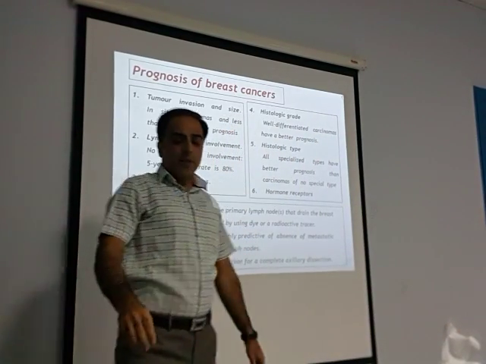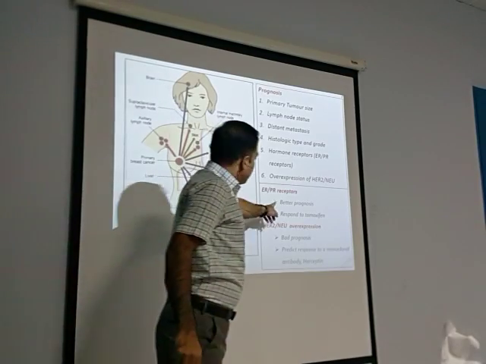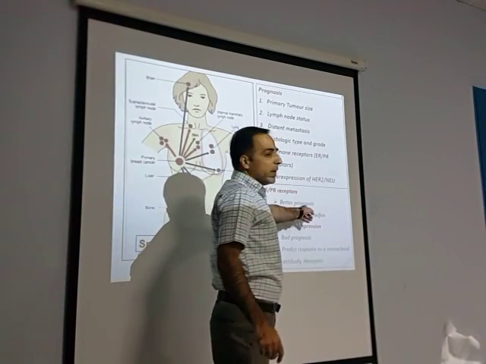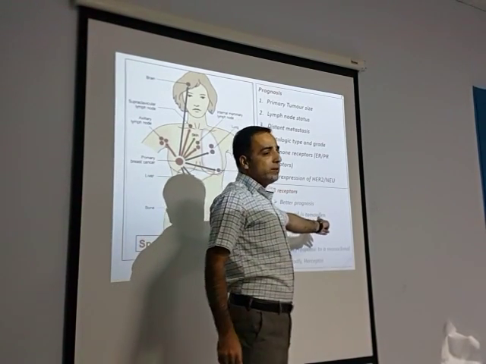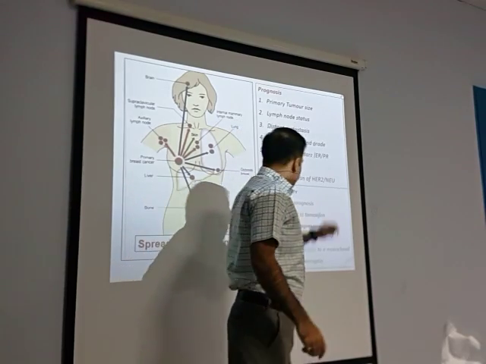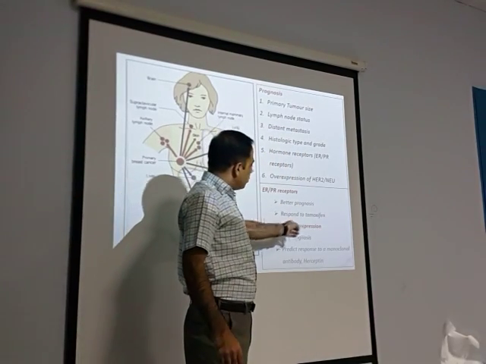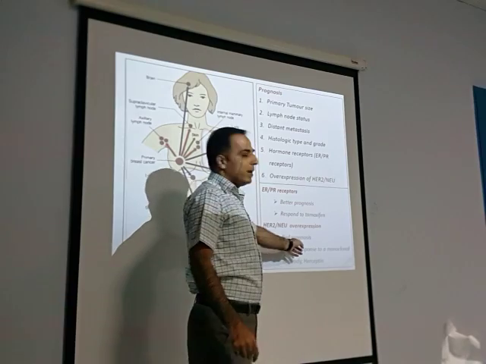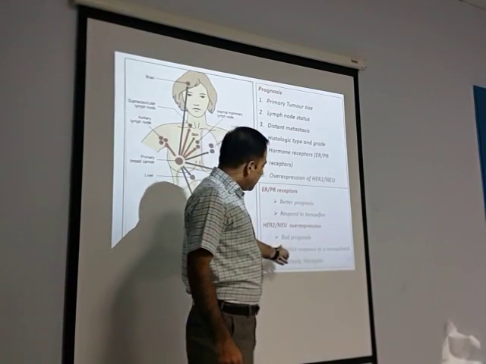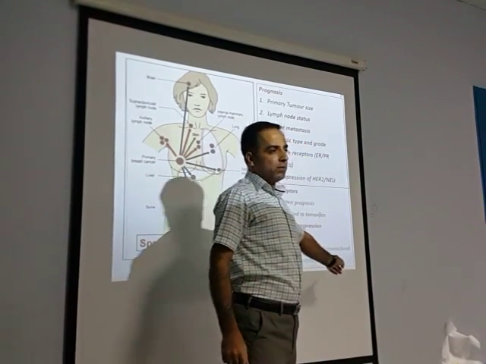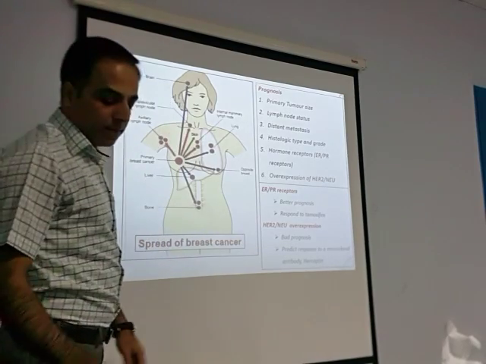If hormone receptors ER/PR are positive, we have the better prognosis because we can treat it with anti-estrogen, which is tamoxifen. And if HER2/neu is overexpressed, we have the bad prognosis. But it can be treated with Herceptin, which is a monoclonal antibody.